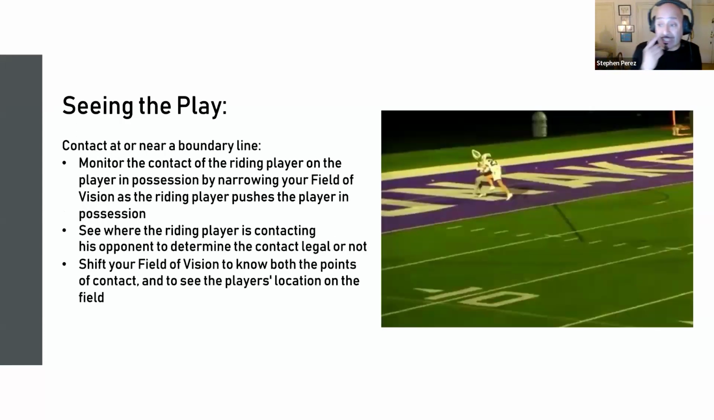Next, we have contact near the boundary line. Now we're going to narrow our field of vision. We've got to monitor the contact of the riding player. So we're going to establish where the point of contact is. What is the status of the player on the field? By narrowing that, but not all the way to the point of contact, then we can see head to toe. We can have an idea where the boundary line is. Given more time, we could hustle down there and get on the boundary line, so we put our left foot or our right foot there, and as soon as that player is at or near the boundary line, we're already there.